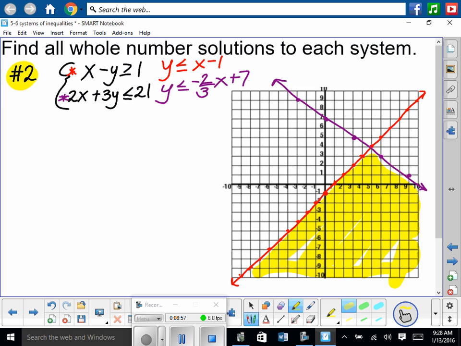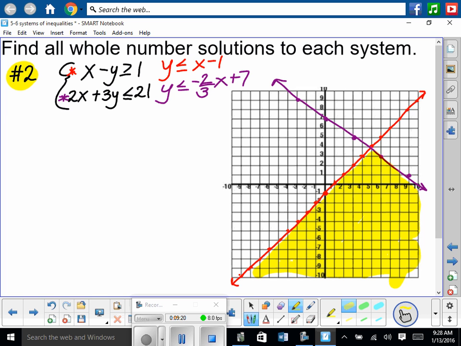Wait, on number 2, do you want us graphing it? Yes, so this is finding solutions. All of this shaded is the solution. It could be any of these x, y values. So there's a lot of solutions, right? So you show it by graphing. Does that make sense, everybody?